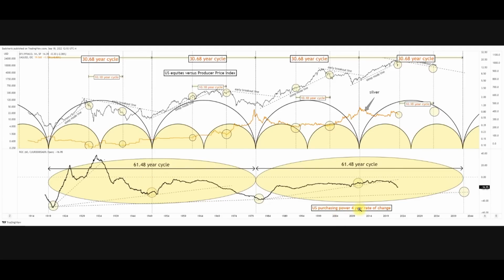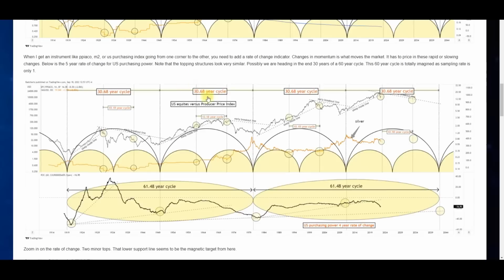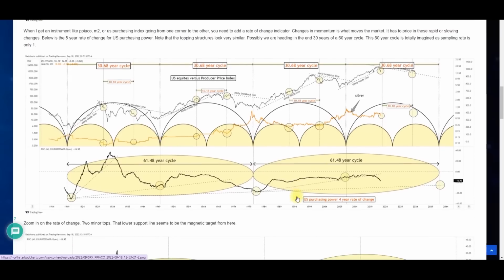I wrote 4 here, but it was 5, because I had played around with the 4-year rate of change, but after that I changed it. Right here, you see .60? Right here, that's what it is. So I put that information down here. So I'm going to zoom in to show you how this plays out.